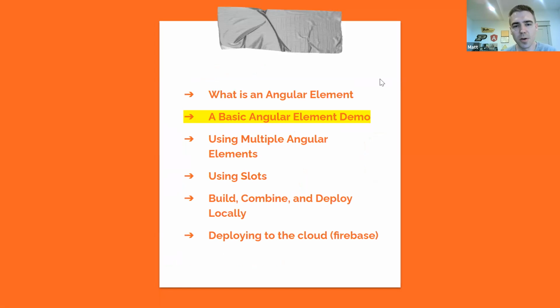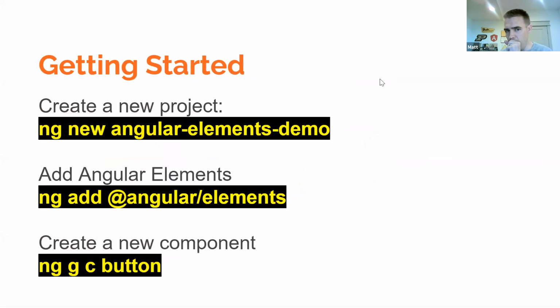So next we'll go through what's involved in creating an Angular element. You really would start an Angular element project just like you would any other project in Angular. You'd run the ng new command and create a new project. And then you'll bring in Angular Elements with the ng add command. And then you'll create a component that you'll want to eventually turn into an Angular element or a web component.